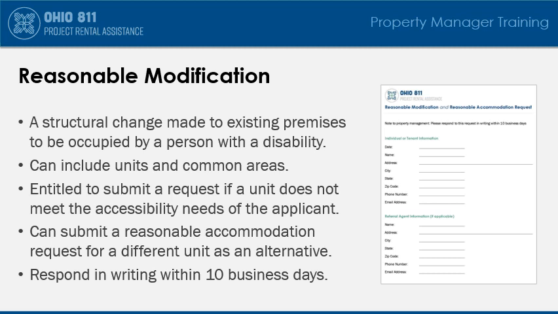If a unit does not meet the accessibility needs of the applicant, they are entitled to submit a reasonable modification request. Alternatively, applicants can submit a reasonable accommodation request for a different unit that provides a level of accessibility that meets their needs. The property manager should respond to these requests in writing within 10 business days.